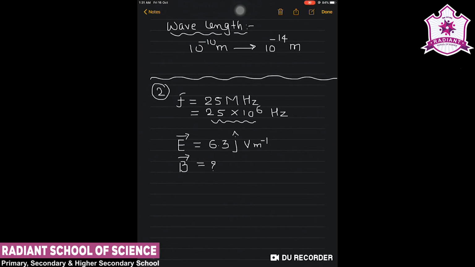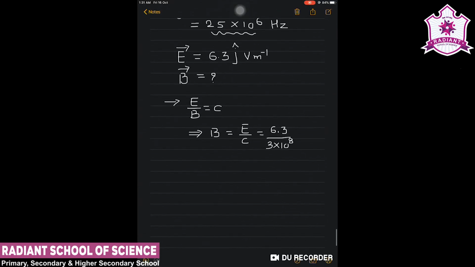Now here the question is that we are considering it as an electromagnetic wave, and for an electromagnetic wave we have the equation that E by B is equal to C. So if we consider the magnetic field B, we can say that B is equal to E by C. Here they are in the vector condition, so we can put first the value, that is E is equal to 6.3 and C is very well known, that is 3 into 10 to the power 8, that is the speed of light.